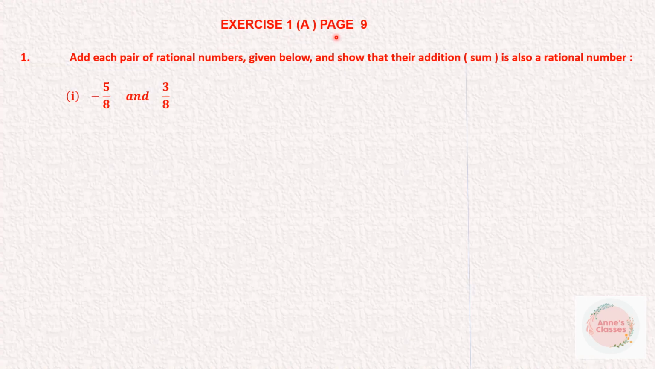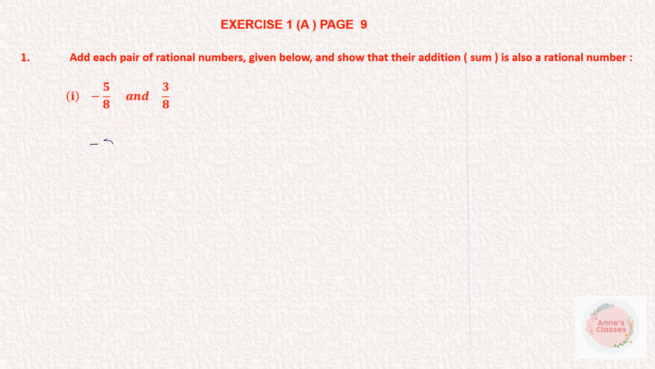Exercise 1A is found on page number 9. Question 1. Add each pair of rational numbers. So we have a pair of rational numbers given and show that their addition, that is their sum, is also a rational number. The answer should be a rational number. So we're going to add this up.